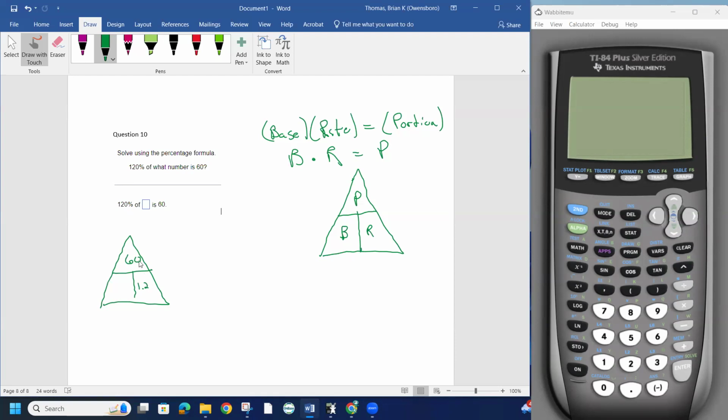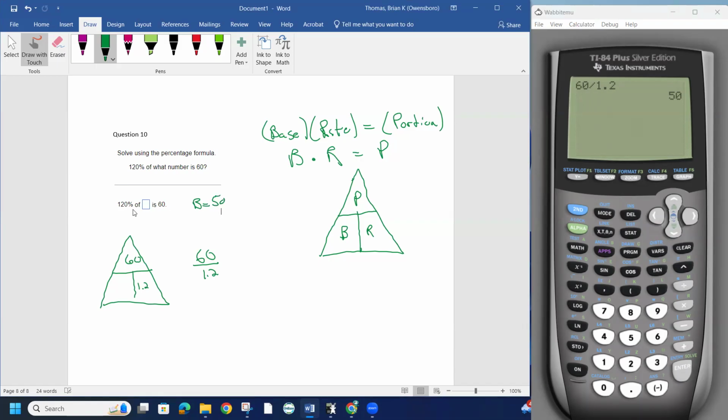So notice how we have 60 over 1.2. That basically means we have to do division to find the base amount or the original amount. So using a calculator, we can go 60 divided by 1.2, and that's going to give us 50. So 50 would be our original amount or base amount. So our base would be this 50.